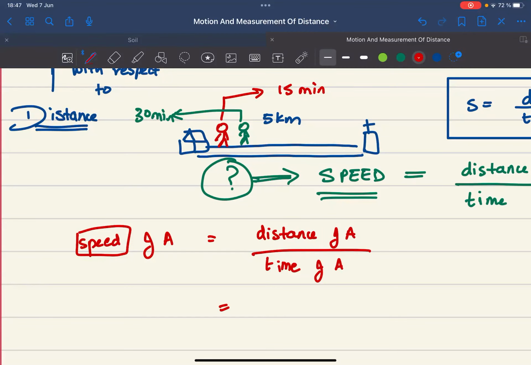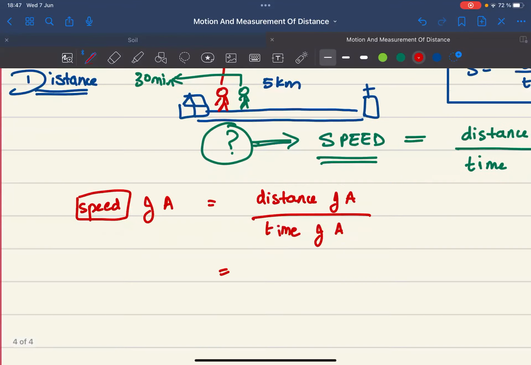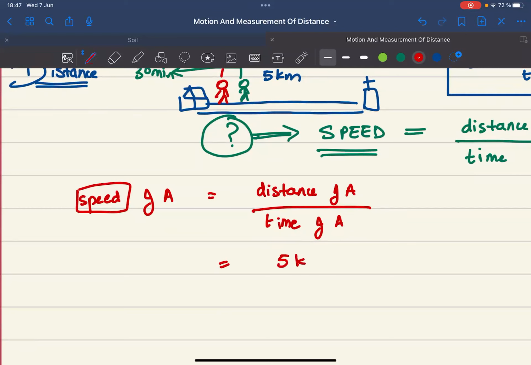Tarakeshwaran. Can you be a bit more louder? Yeah, can you solve this problem? Yeah, tell me what is the distance of A? 5 kilometers. Time of A? 15 minutes.